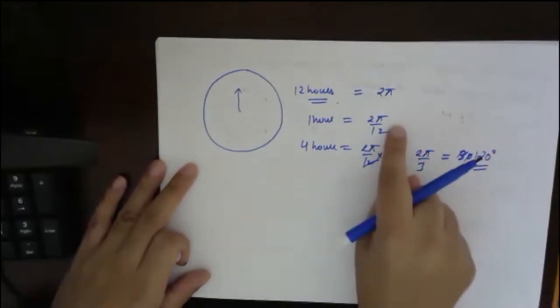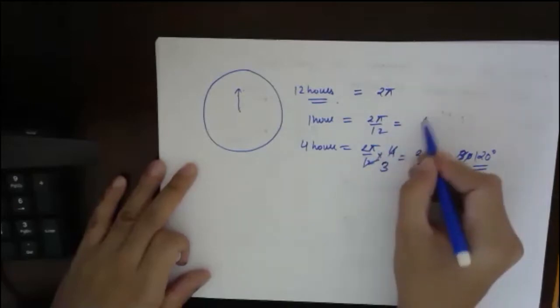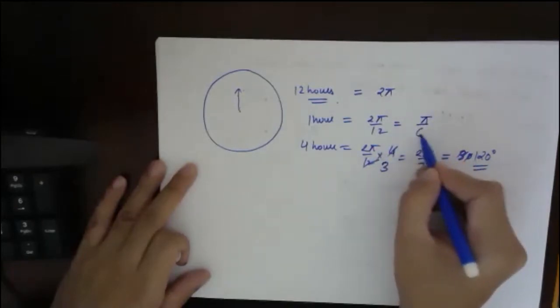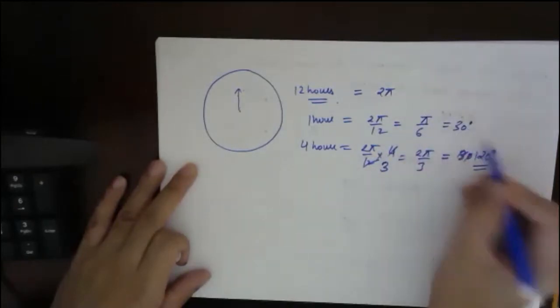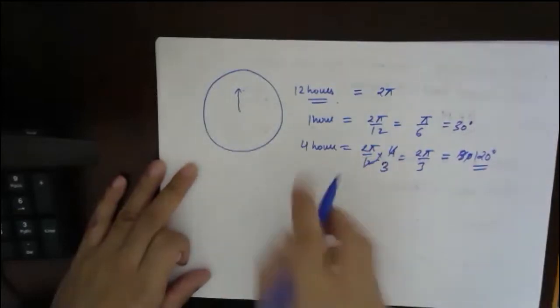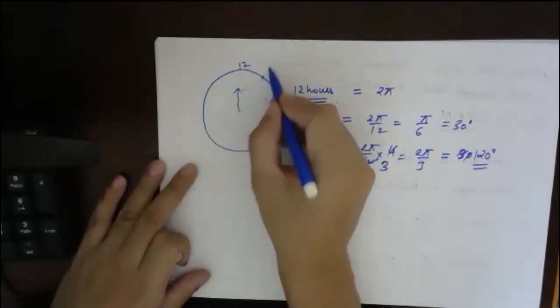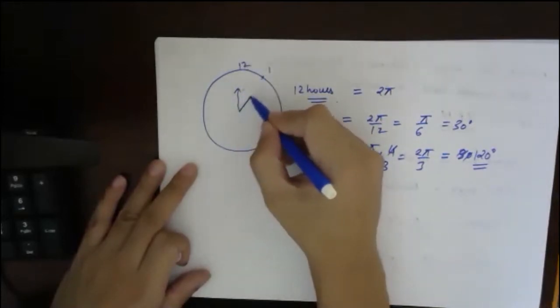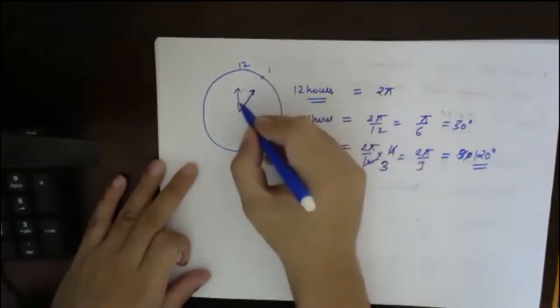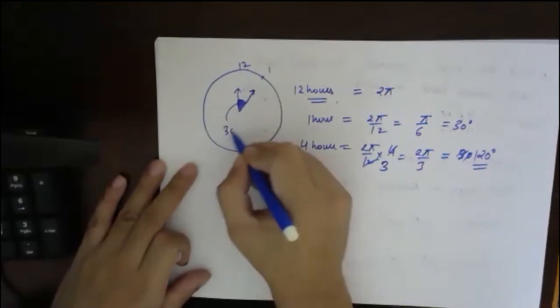Right? That means in each hour, how many angles is it covering? So that means pi by 6, which is nothing but 30 degrees. So the hour hand moves 30 degrees each hour. So suppose this is 12. So this is 1. At 1 p.m., this hour hand will come exactly here. So what is this angle total? This angle is 30 degrees.